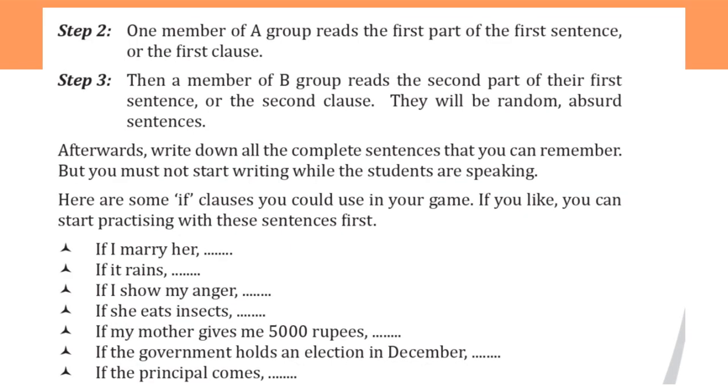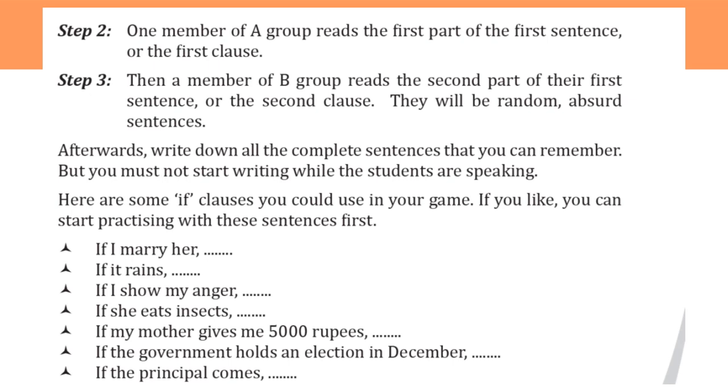One member of a group reads the first part of the sentence, or first clause, then a member of B group reads the second part of their first sentence, or the second clause. They will make a random third sentence. Afterwards, write down all the complete sentences that you can remember. But you must not start writing while the students are speaking. Here are some if clauses you could use in your game. If you like, you can start practice with these sentences first.